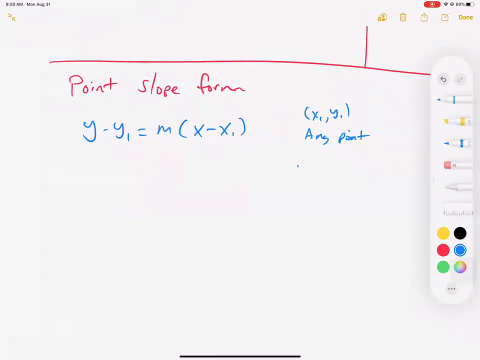So the m is still the same, that is still the slope. How much is the graph changing for every rise and run? So this is still the slope, and this is still rise over run.